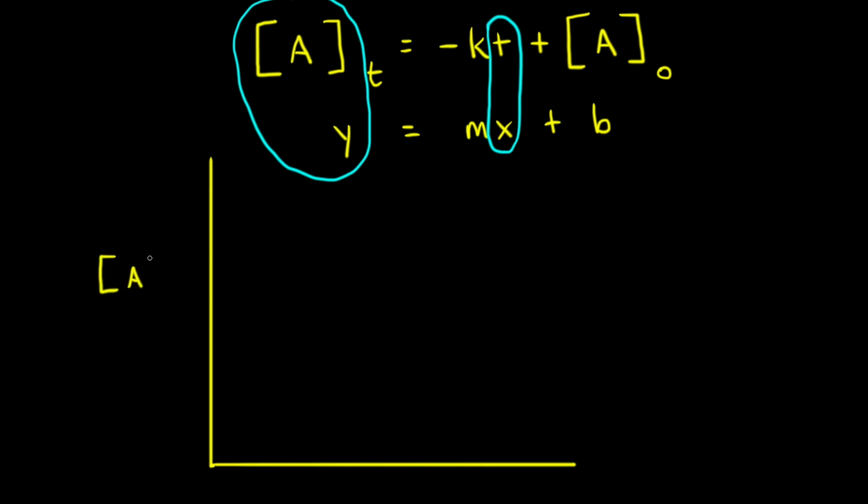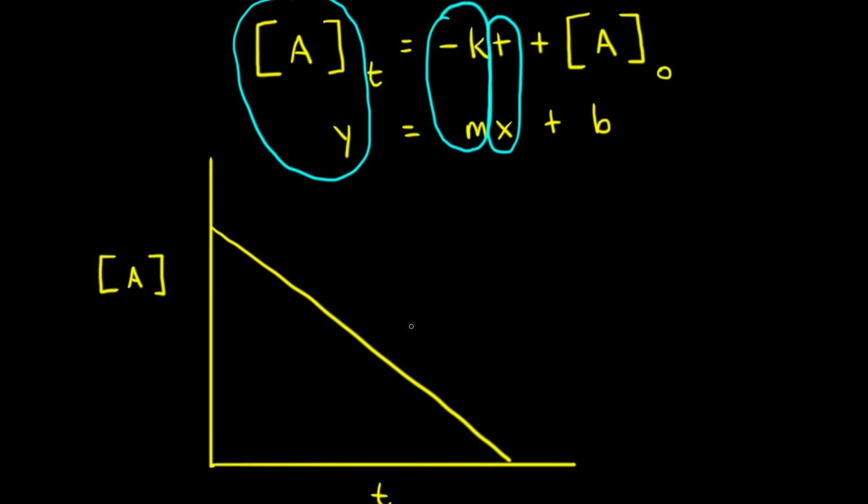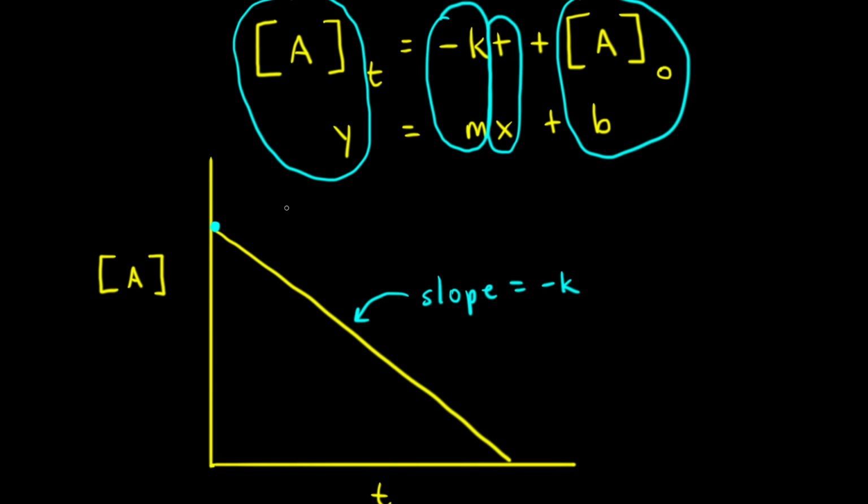So if we write concentration of A on the y-axis and time on the x-axis, the graph will be a straight line, and the slope of that line is equal to the negative of the rate constant K. So the slope is equal to negative K, and the y-intercept of that line, right where the line intersects with the y-axis, is the initial concentration of A.